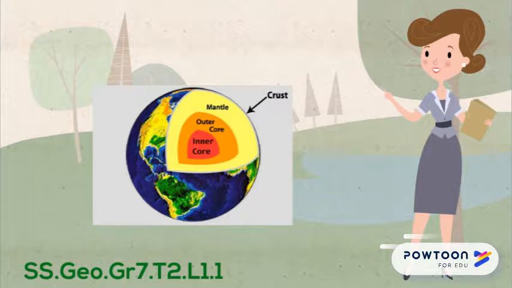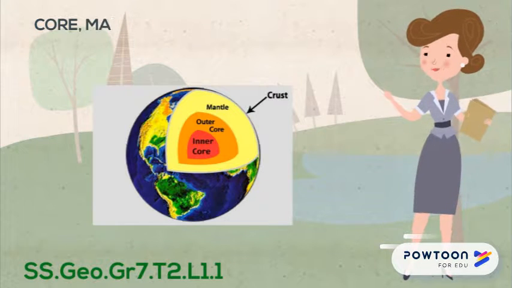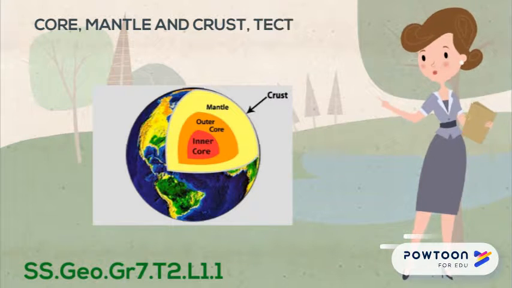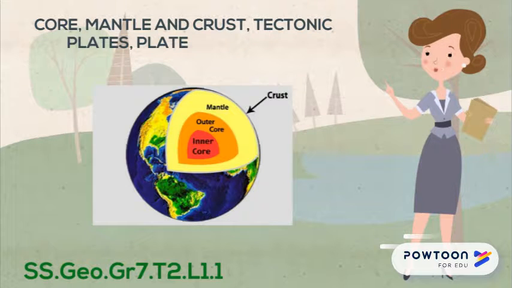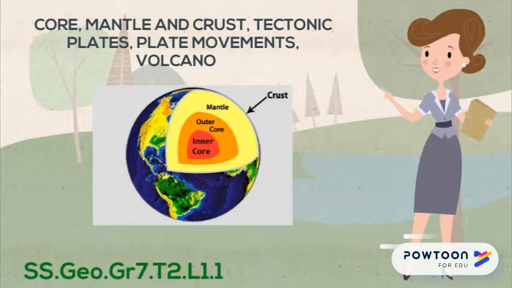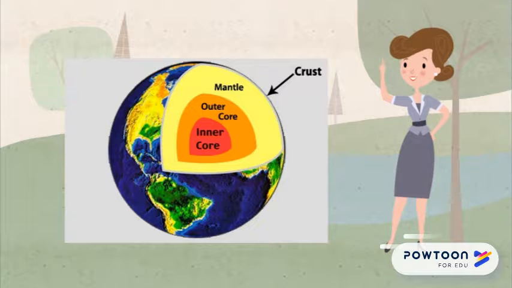At the end of this lesson, wizards will know core, mantle, and crust, tectonic plates, plate movements, and volcanoes. The Earth's structure is made up of three layers, which are the crust, mantle, and core.